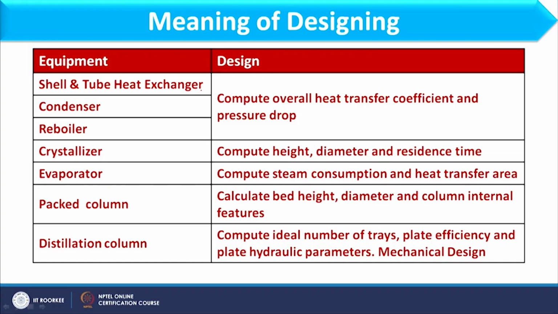So, as far as the meaning of designing is concerned, what is the meaning corresponding to each equipment? First of all, shell and tube heat exchanger, condenser and reboiler are basically heat exchangers only. So, the meaning of design here is we have to compute the overall heat transfer coefficient and pressure drop, and we have to ensure that it is within the permissible limit. Crystallizer design means we have to decide the height, diameter, and residence time inside the equipment.